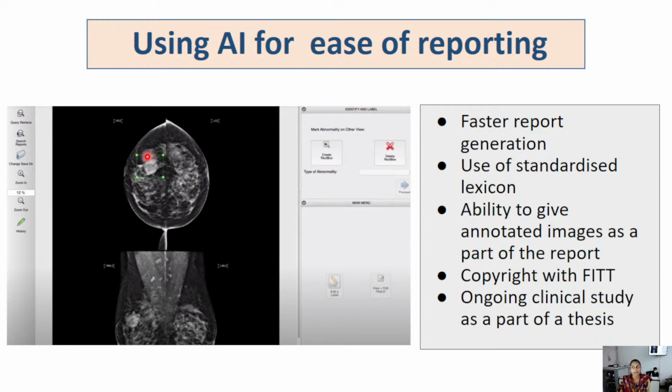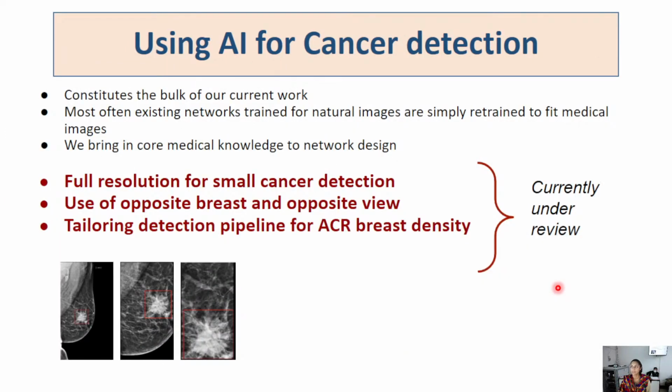We can also actually give an annotated image to the surgeon where minimum discussion is then required because the surgeon can actually see where the abnormality is. It's already marked on the image that we're giving. This is something for which we've applied for a copyright with FIT in IIT Delhi. And there is an ongoing clinical study as a part of a thesis to evaluate how much difference it actually makes in our setting. The bulk of our work in AI continues to be on cancer detection, though, on mammography.